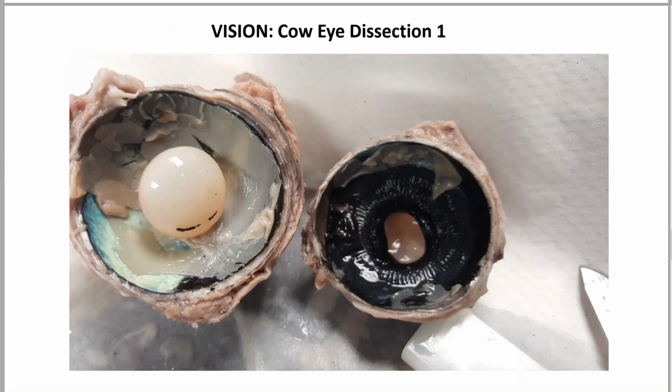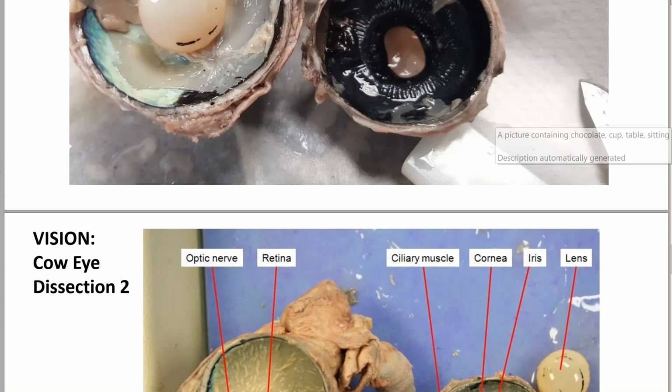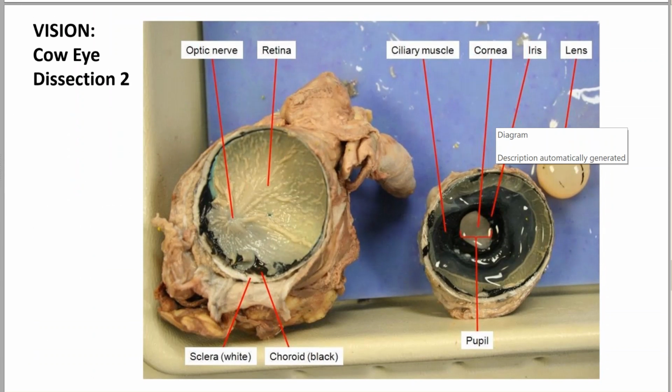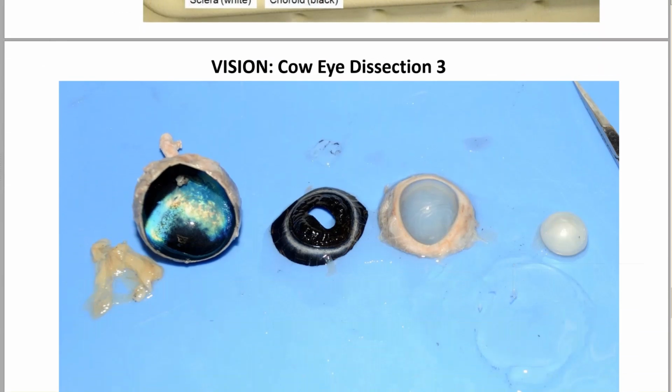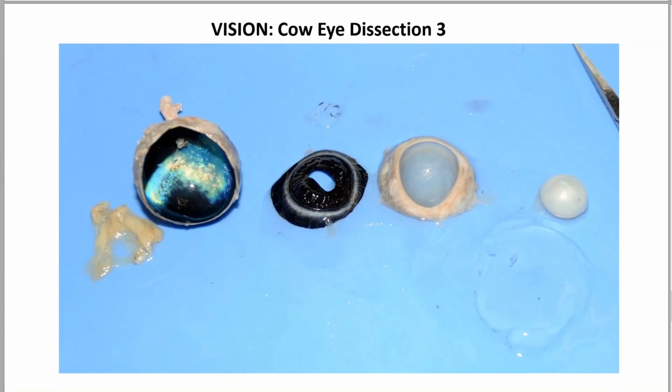So I've just included for you some cow eye dissection pictures from the interwebs. The video also goes over all these structures. So I just wanted to give you some study materials. So there's this picture. And then here's a beautiful labeled picture with all the structures. So the posterior aspect of the eye and the anterior aspect of the eye. And then here is a picture of all the pieces, parts kind of separated out.